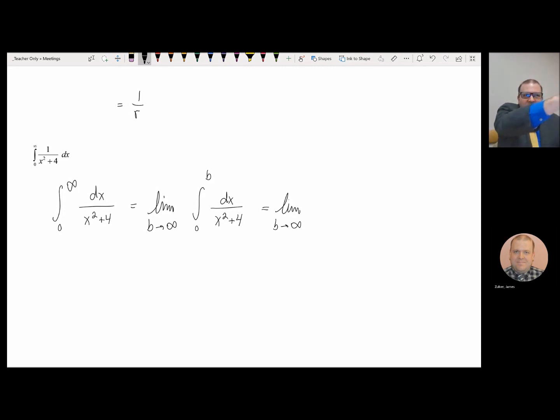I saw your hand next. It is going to be an inverse. It is, but we need to be more specific. So it is going to be an inverse tangent, but it's obviously not just inverse tangent of x. That would be if it was x squared plus 1. It's not. It's x squared plus 4.